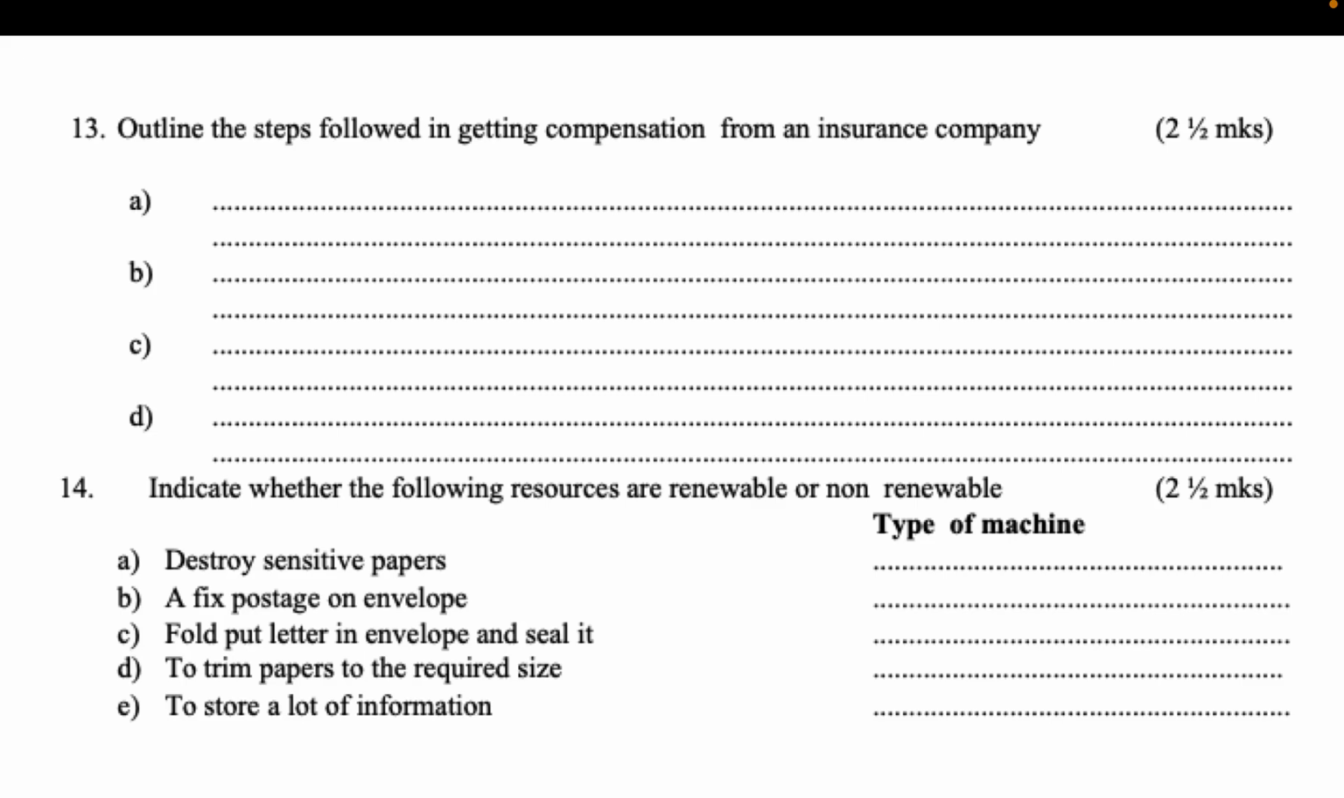Type of machine: destroys sensitive papers. Given the following average prices of goods of a country for 2 years. Year 2010, year 2011. Milk 35, 45. Sugar 110, 125. Wheat flour 95, 110. Meat 1 kilogram 300, 400. Bread 40, 45. Calculate CPI and show by how much the purchasing power has fallen, 4 marks.